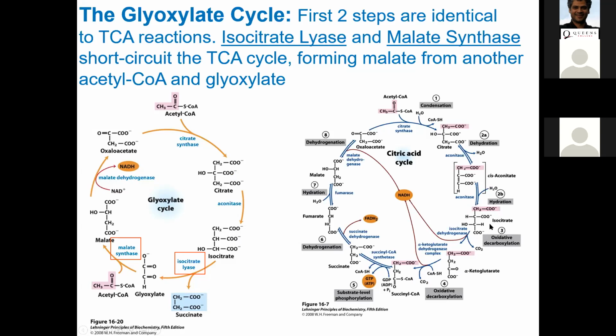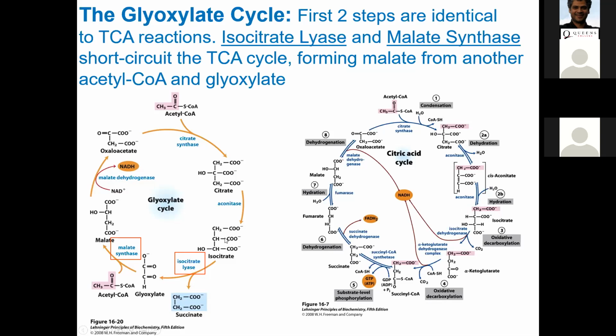But then once you have isocitrate, you don't make alpha ketoglutarate, and you don't make succinyl coenzyme A. Those are the two reactions that are bypassed, catalyzed by isocitrate dehydrogenase and alpha ketoglutarate dehydrogenase. So what do you do? You start out with isocitrate and you directly convert isocitrate to succinate. That's what the new enzyme, isocitrate lyase, does.